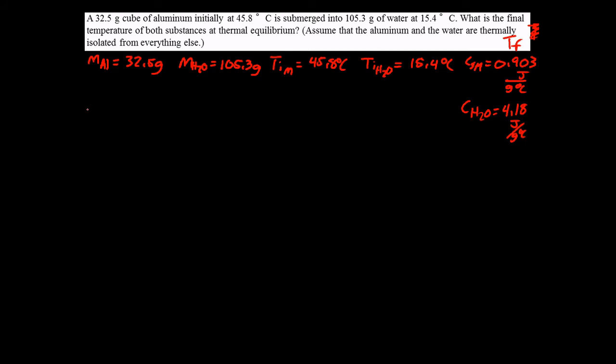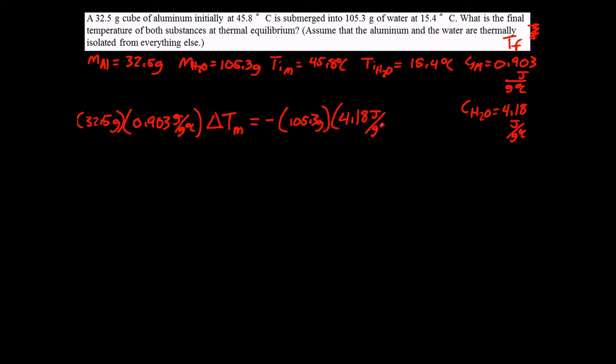So the mass of my aluminum is 32.5 grams. The specific heat of my aluminum is 0.903 joules per gram degree C, and that is multiplied by the change in the temperature for the metal, and that is equal to negative the mass of the water, 105.3 grams, times the specific heat of the water, 4.18 joules per gram degree C, times the change in temperature for the water. Now notice here that even though the final temperatures are the same for both, the change in the temperature is not the same for these two. The change in temperature for the metal is different than the change in temperature for the water.